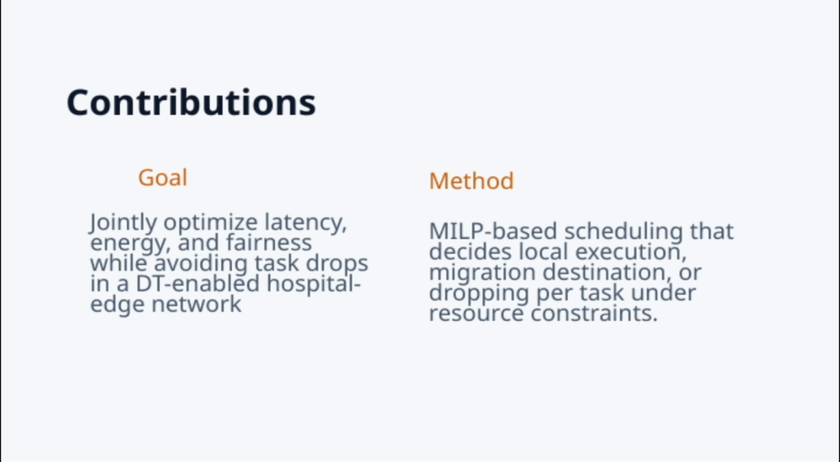Our method focuses on jointly optimizing three critical factors: latency, energy consumption, and fairness across tasks. By doing so, we aim to improve overall system performance without sacrificing any particular aspect. Importantly, we also implement strategies to avoid dropping tasks whenever possible, which is vital in a hospital edge network where missing a task can have serious consequences.